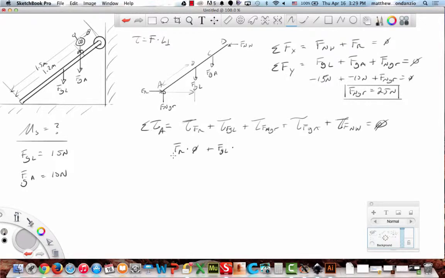So I'm going to call it LGL for the moment, times cosine 45. I'm going to do it with variables for the moment, okay? LGL to A. Plus, what's the force normal ground? What's the length between the force normal ground and point A? 0, right? Everyone with me? It's at that point, times 0.